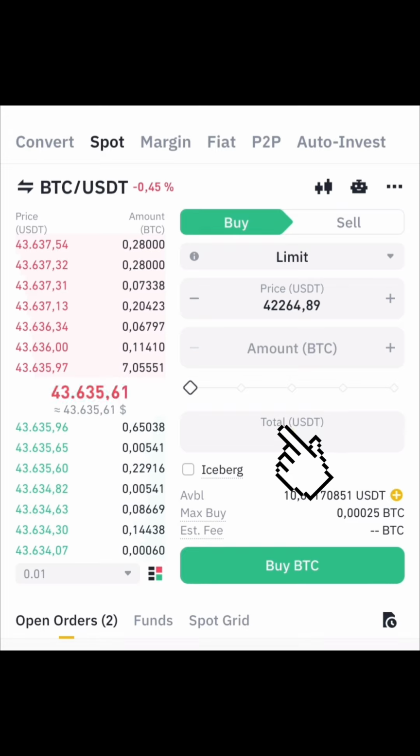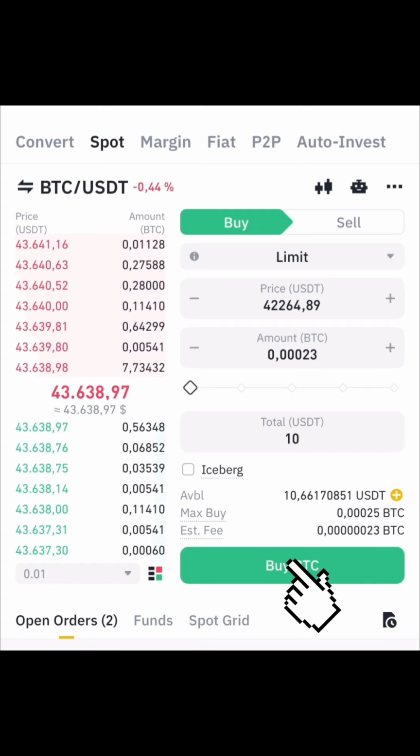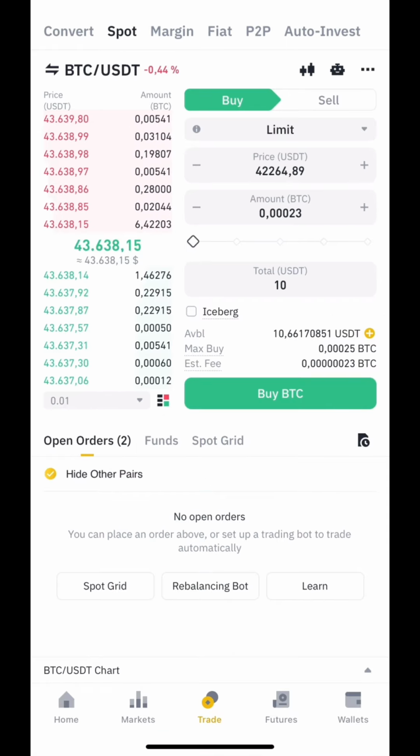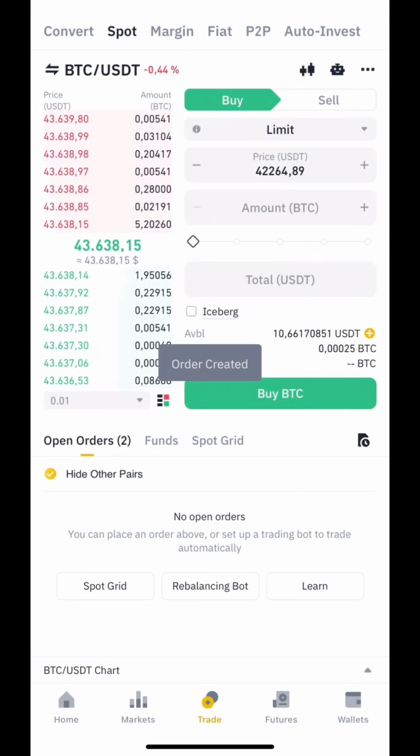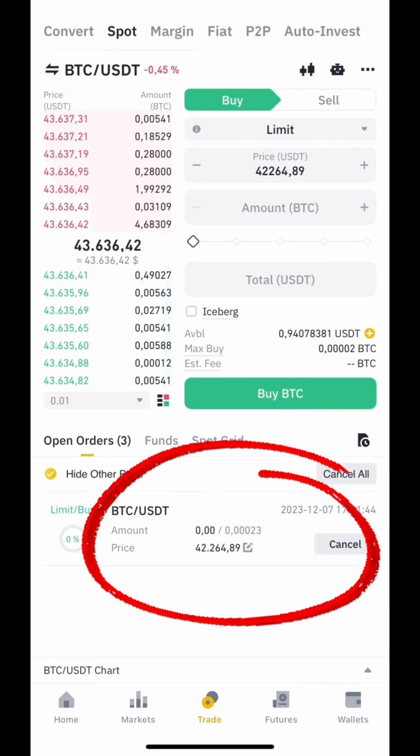Then, we need to choose the amount we want to buy. Let's put, for example, 10 USDT and press the button Buy. Congratulations, your buy limit order is created. Now wait until the price goes down and your order will be automatically executed by the exchange.